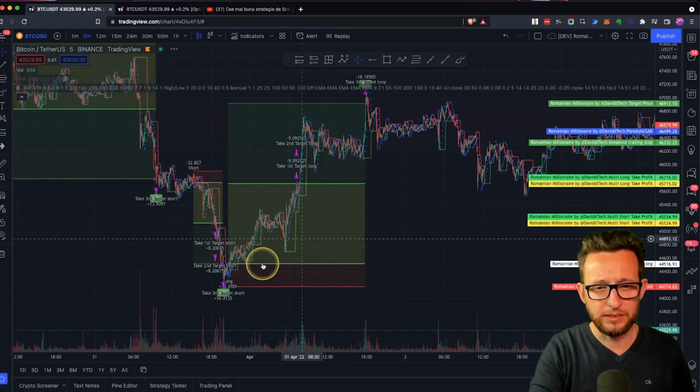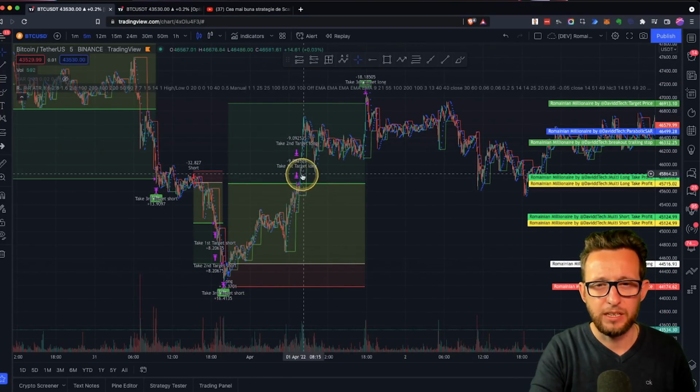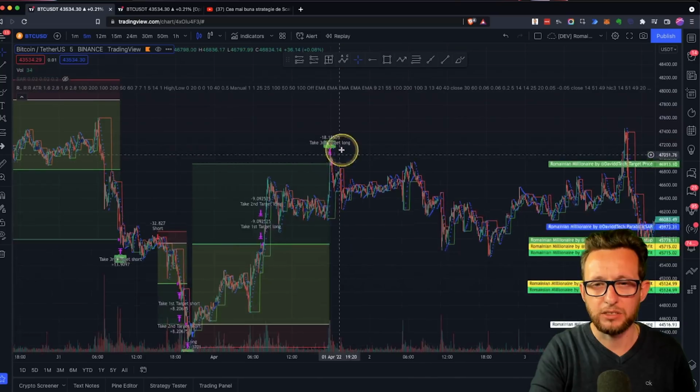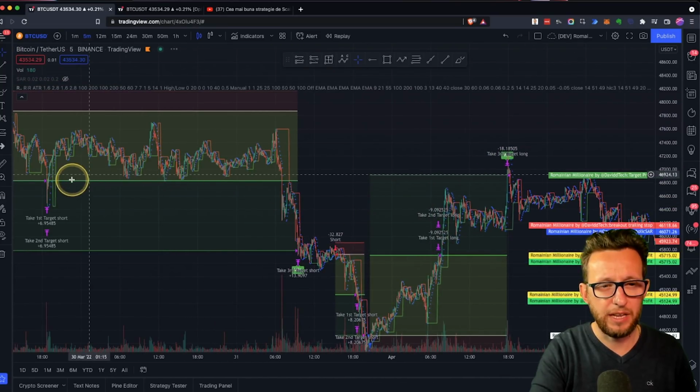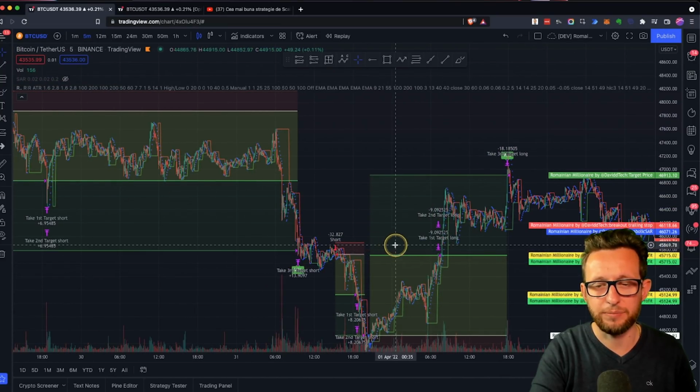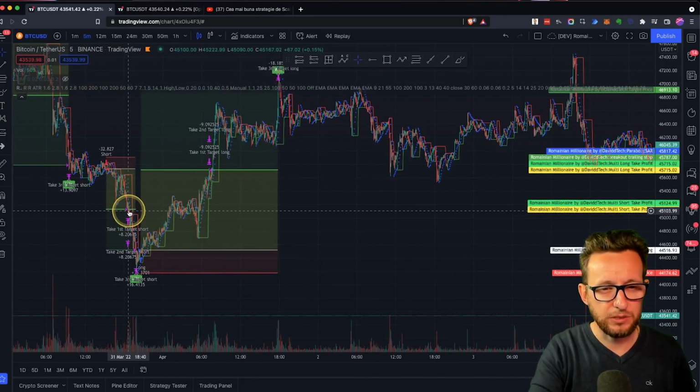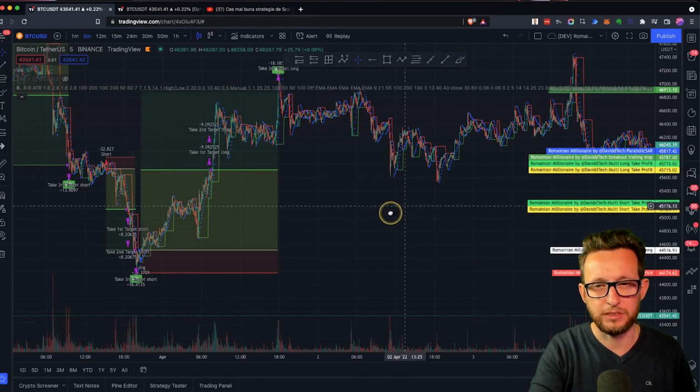This one was a win, so it would have taken profit just here. So you can see it's taken profit just there, and it's also taken profit up here. Same going for here, it's taken profit here and just here. And there's a win here as well. The same, it's done the 2 take profits as well.